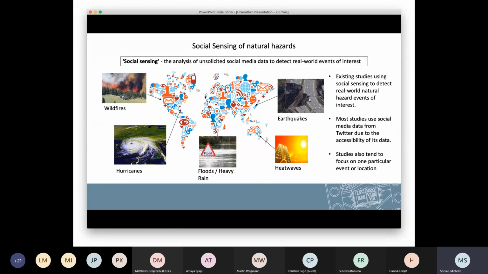Most studies use social media data from Twitter, mainly because with most social media platforms there's privacy issues and you just can't easily access the data. And also Twitter's very much available. It's very real time in terms of its user population. Many existing studies also tend to focus on one particular event or one particular location.